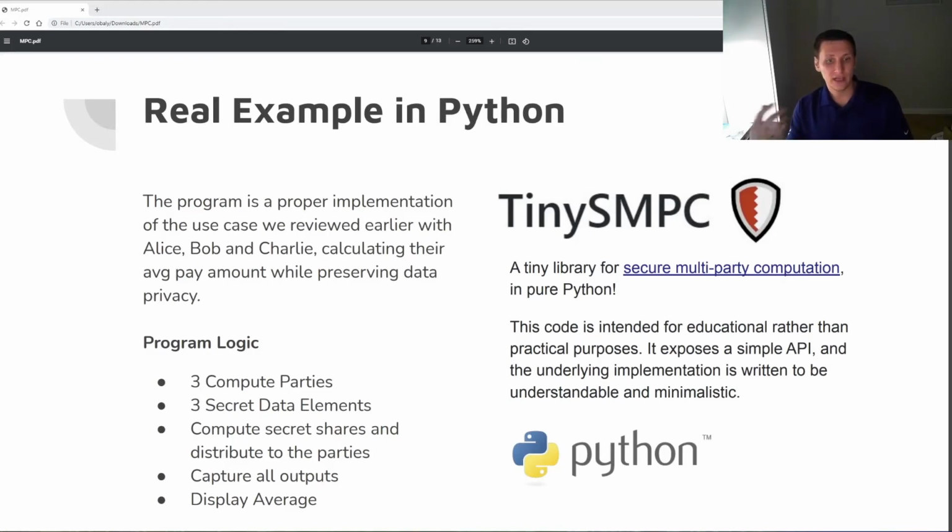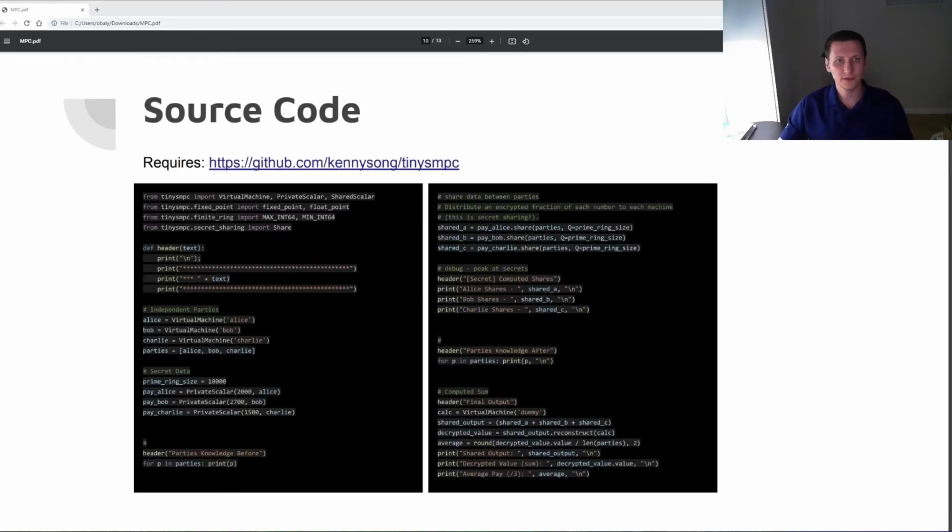All the captured outputs will then be calculated, and an average will be displayed. Here is the source code used in the function. We will not spend too much time here, but I just want to highlight that first we have 3 independent parties, and parties are put into this collection for easier distribution later on, where we have a special prime ring size, which is used by Shamir's secret sharing algorithm to calculate numbers.